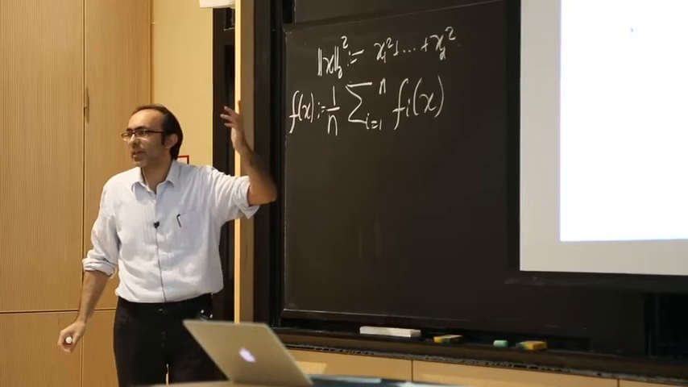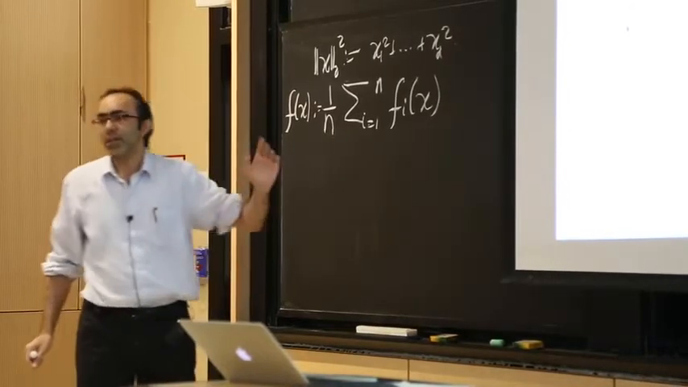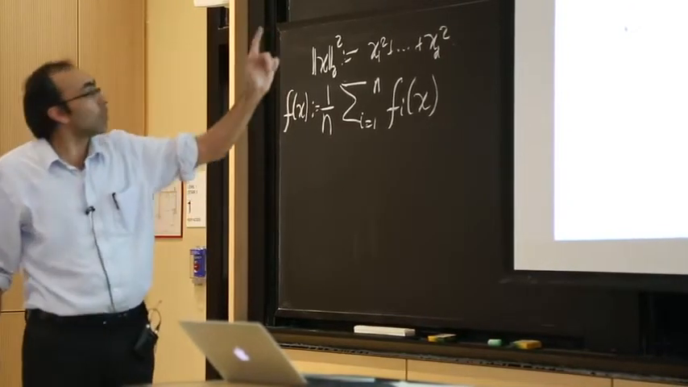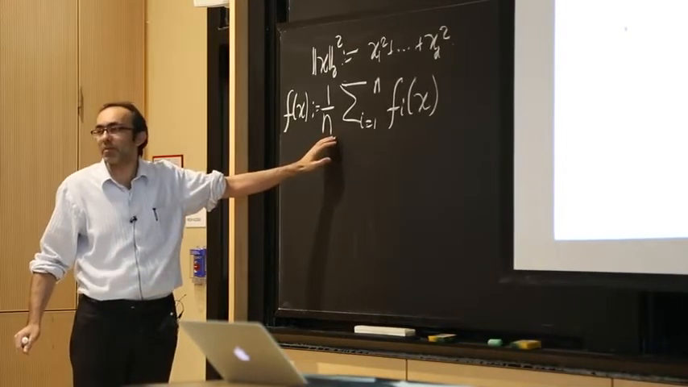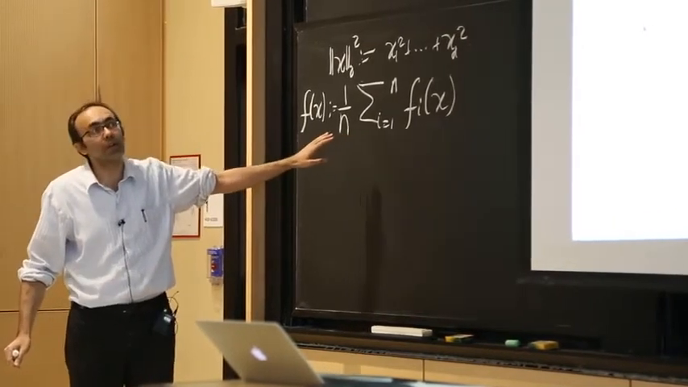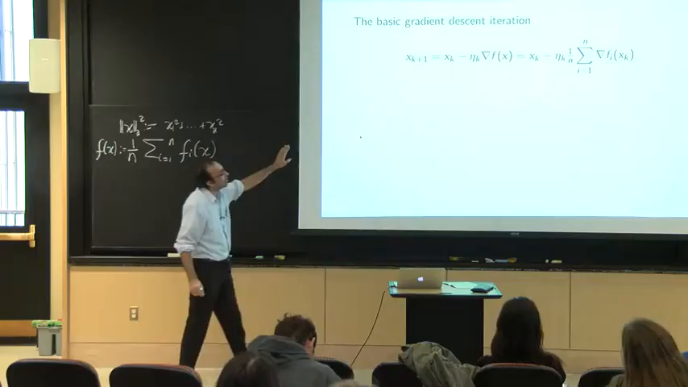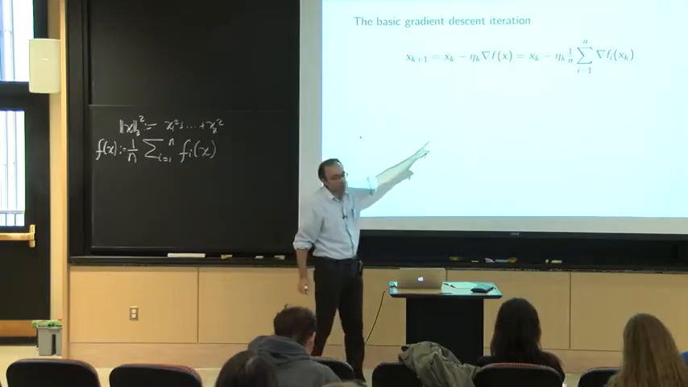f of x refers to that entire summation. F sub i of x refers to a single component, okay? So if you were to try to solve, that is to minimize, this cost function, neural network, SVM, what have you, using gradient descent, that's what one iteration would look like.